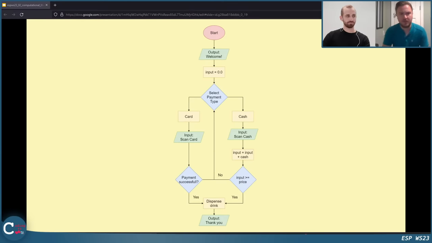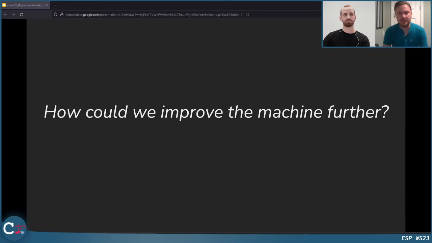Actually, if you can go to the next slide, please. This is actually the question that I wanted to ask you. What could we do to improve the machine, actually? What would be nice improvements? And some of you might have already mentioned that. Don't give any change. What else would you think?